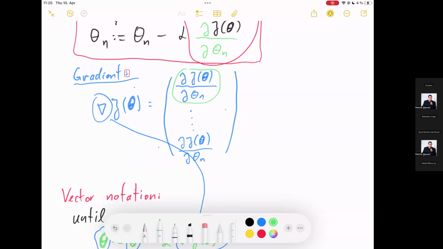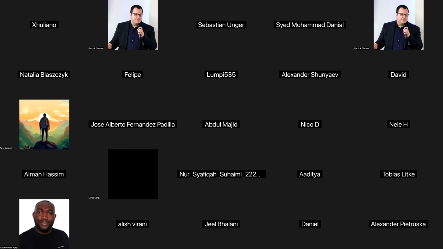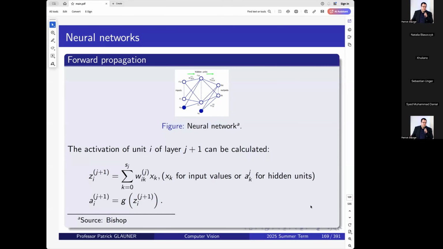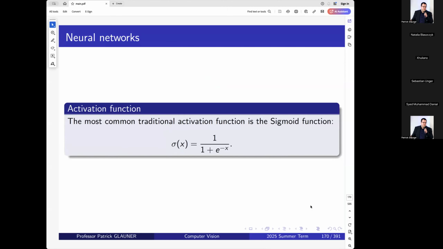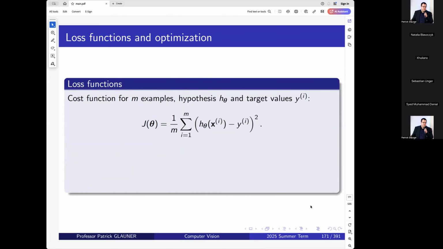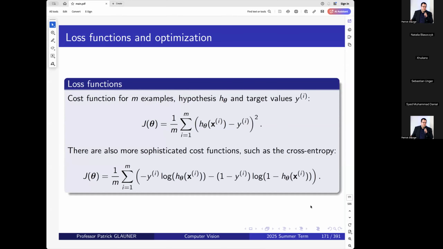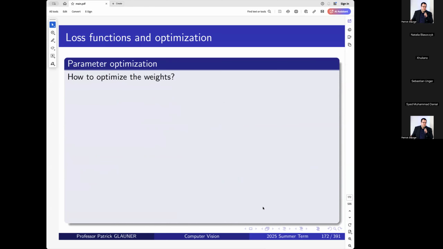And for this, we'll quickly come back to our slides, which I will share now. All I had shown you is also in the slides. We've seen the forward propagation. We've seen the activation function, the sigmoid function. We've seen the loss function, the squared error. And I've mentioned there are more sophisticated cost functions like the cross entropy.